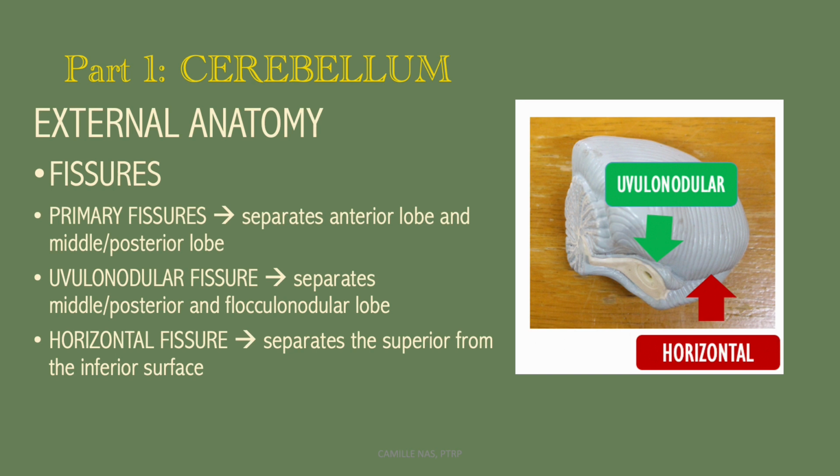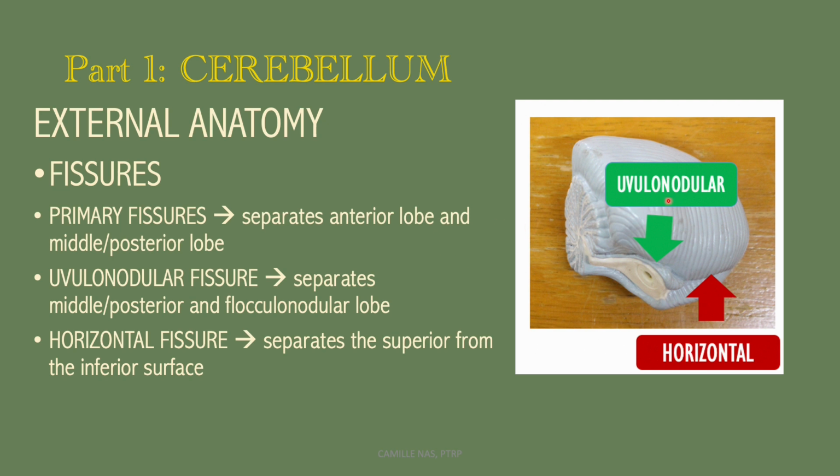Okay, next we go to the external anatomy. So we have the fissures first. When we say fissures, these are lines or deepening between lobes that separate each lobe from each other. Okay, so we have three: primary, uvulonodular, and your horizontal fissure.